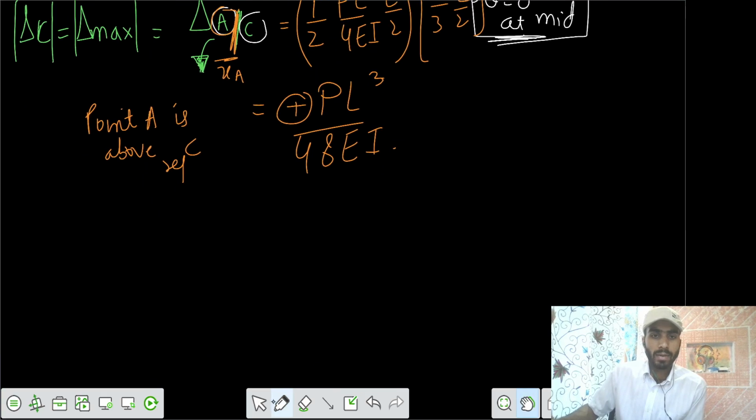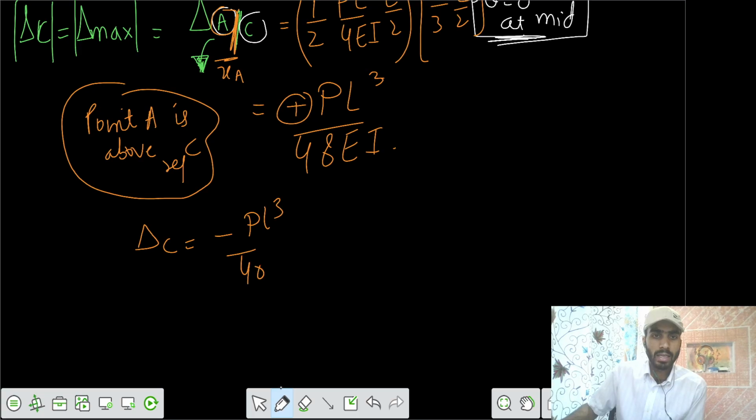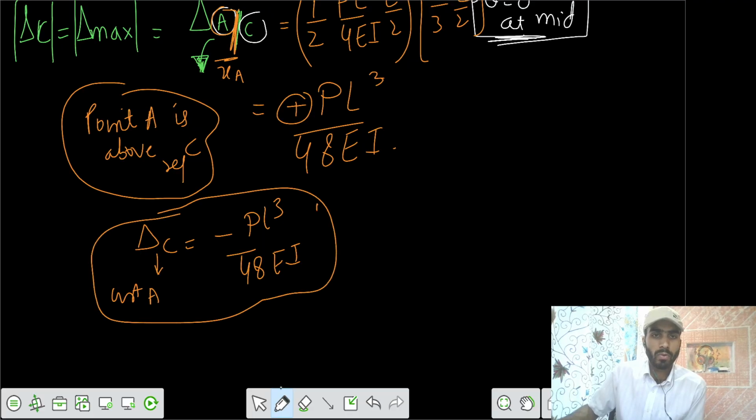If your point A is above reference point C, that means your delta C is negative PL cube by 48 EI. That means point C is downwards with respect to A. That means it should be a negative value of PL cube by 48 EI. That means the deflection at mid should be downwards, PL cube by 48 EI.